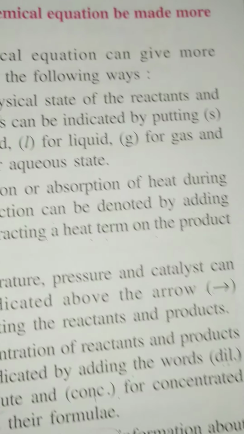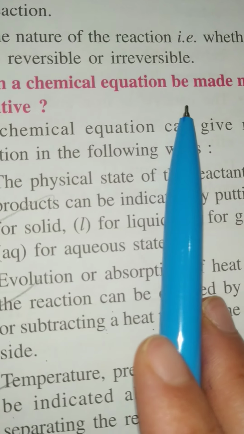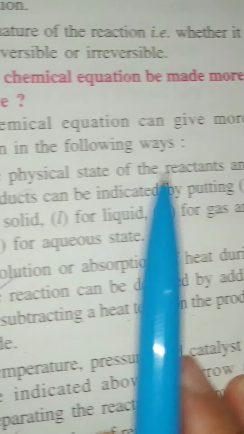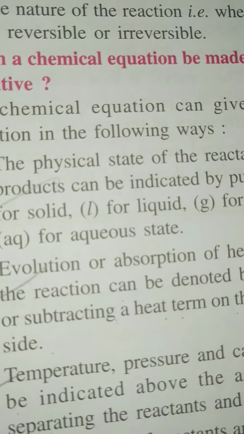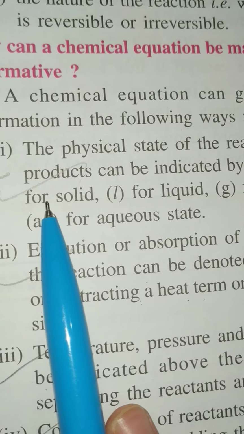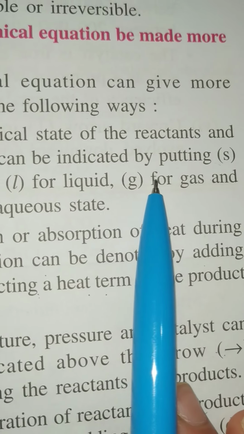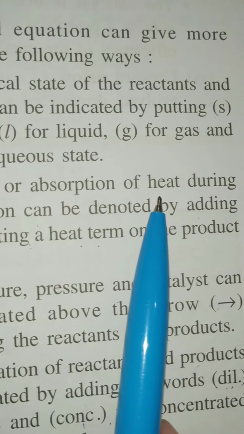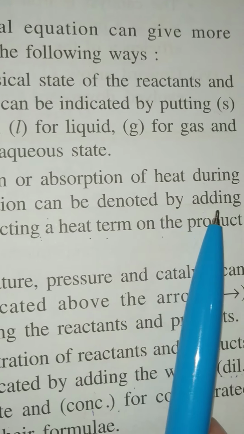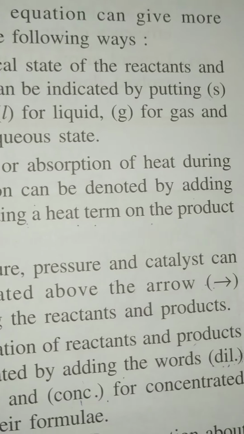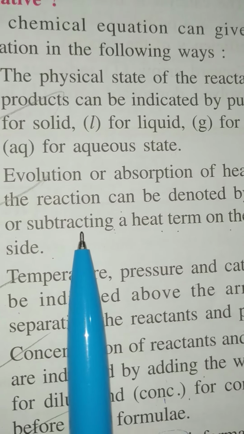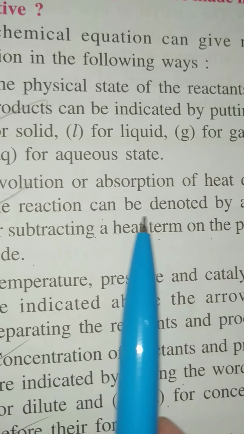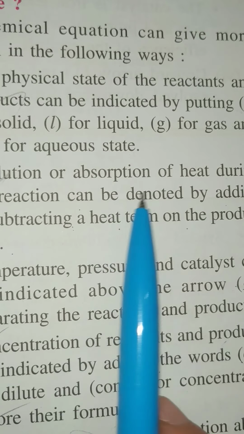Now here are some of the ways by which you can make the chemical equation more informative. First, the physical state of the reactants and the products can be indicated by putting S for solid, L for liquid, G for gas and AQ for the aqueous state. Now the evolution or absorption of heat during the reaction can be denoted by adding or subtracting a heat term on the product side. So if you write plus heat, that is for the evolution of heat, and minus heat on the product side means absorption of heat.